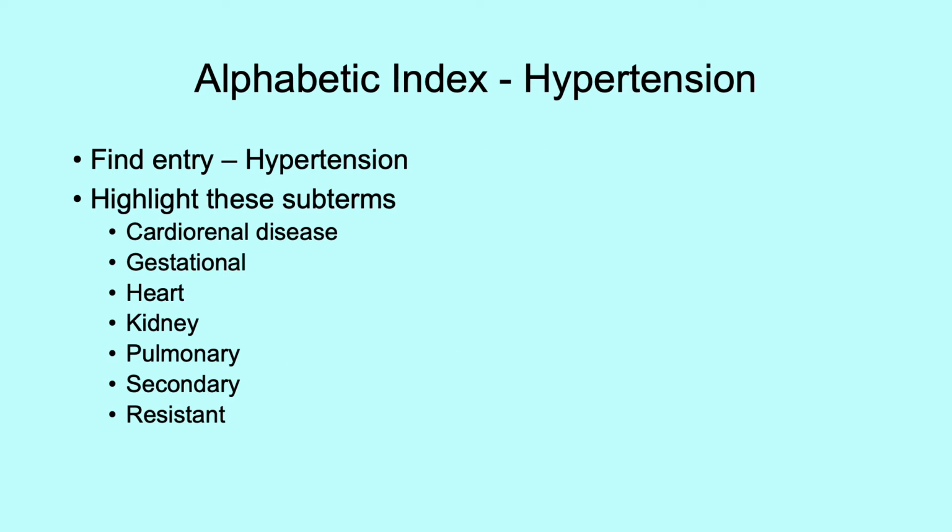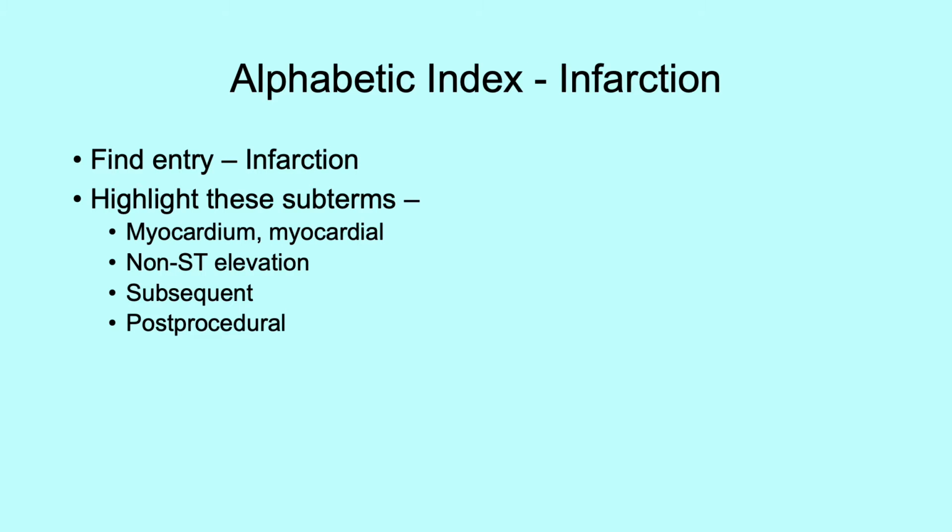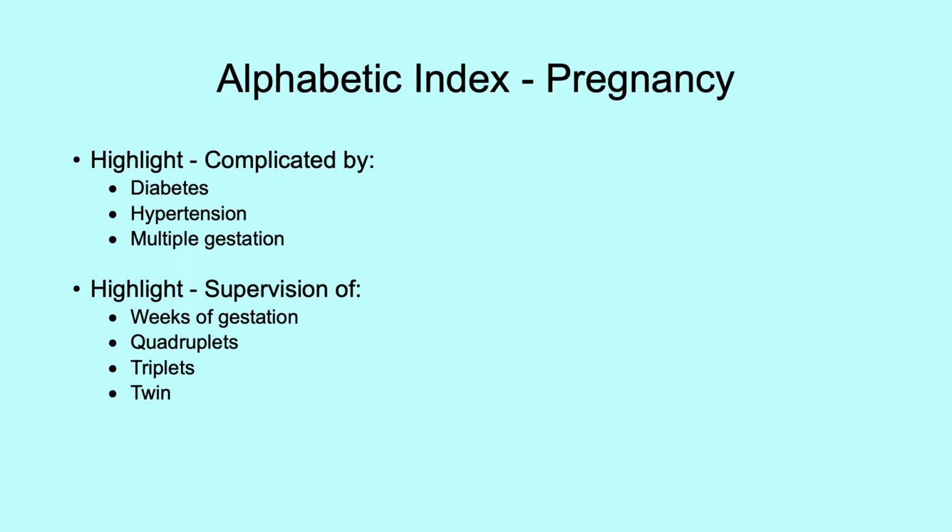Okay, hypertension. There's also a bunch of subterms in the index. Find and highlight these subterms: cardiorenal disease, gestational, heart, kidney, pulmonary, secondary, and resistant. This will take you several pages of main term under hypertension, and this will take you to the correct code. Similarly, infarction has a number of subterms that you want to highlight. So under infarction, highlight myocardium, myocardial, non-ST elevation, subsequent, and post-procedural. Make it so much easier to find.